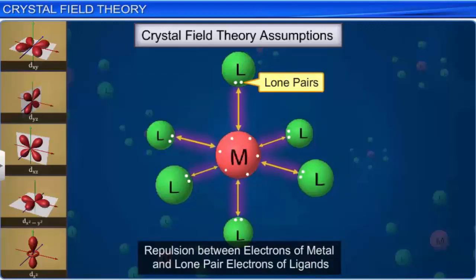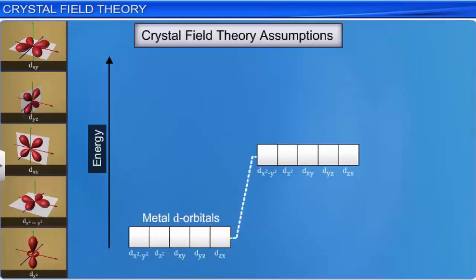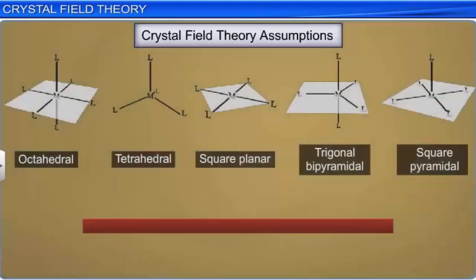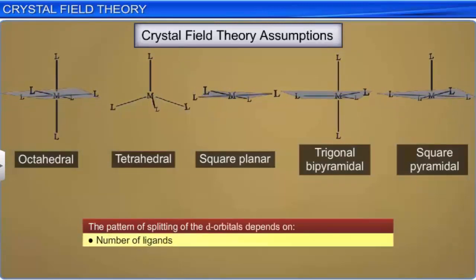As a result, the energy of the d orbitals increases and the degeneracy of the d orbitals is lifted. It results in the splitting of the d orbitals. The pattern of splitting of the d orbitals depends on the number of ligands and their arrangement around the central metal atom or ion.